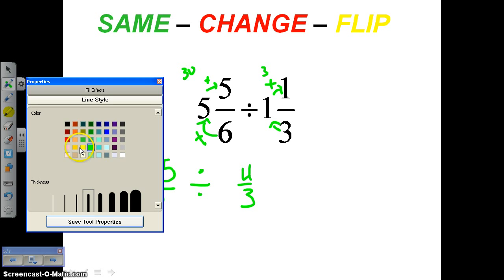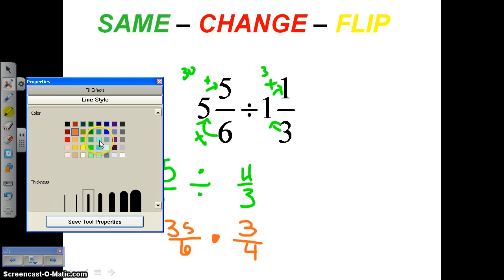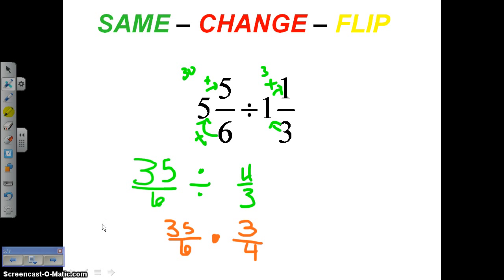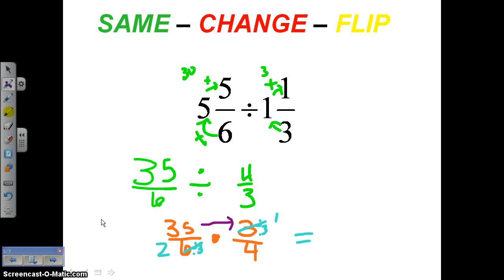Now I'm ready to use the technique of same, change, flip. So same, this fraction here, change division to multiplication, and then flip the last fraction, so I'm ready to go. Now, I'm going to cross simplify first. Remember I said you could do that. I'm going to take 3 and divide it by 3. That's going to give me 1. I'm going to take 6 and simplify that one by 3, and that gives me 2. Now I'm ready to multiply my fractions straight across. 35 times 1 is 35. 2 times 4 is 8.